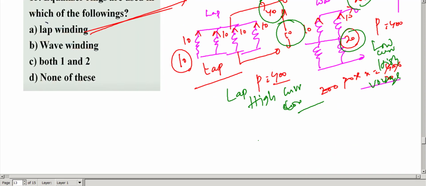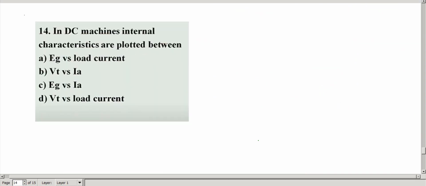Okay, let's see the next question. In a DC machine, the internal characteristic is plotted between which quantities? Let's try this and give the answer in the comment box. In a DC machine, the internal characteristic is given by.